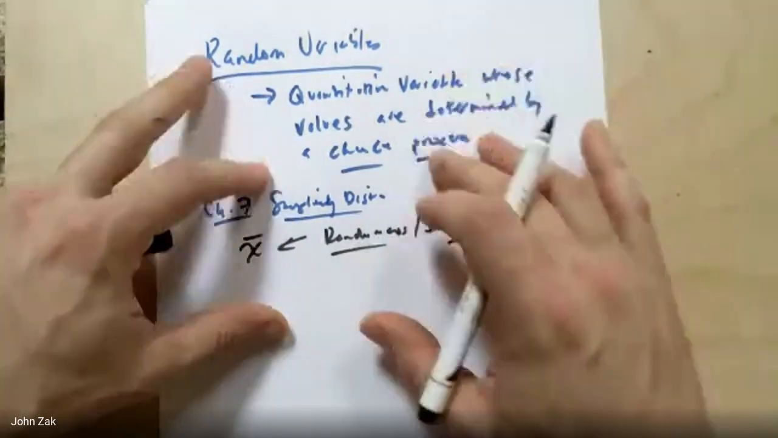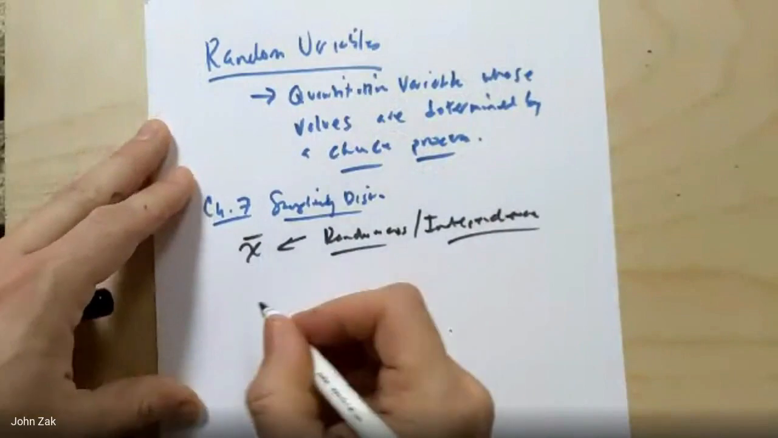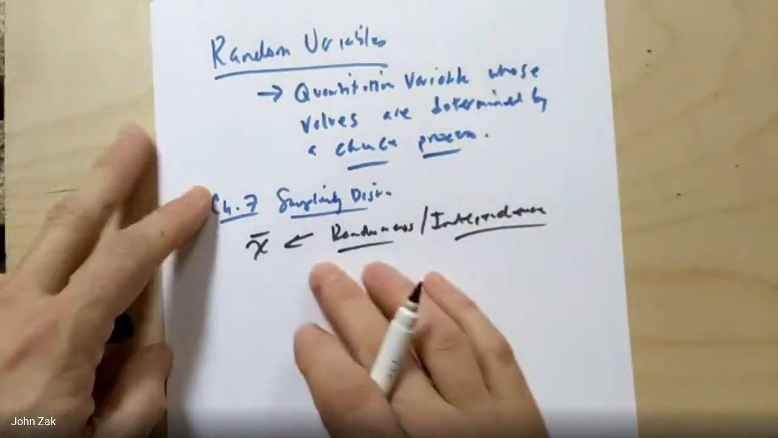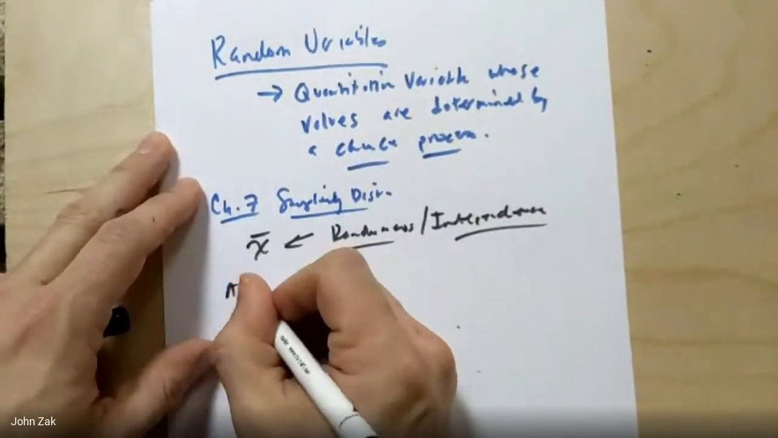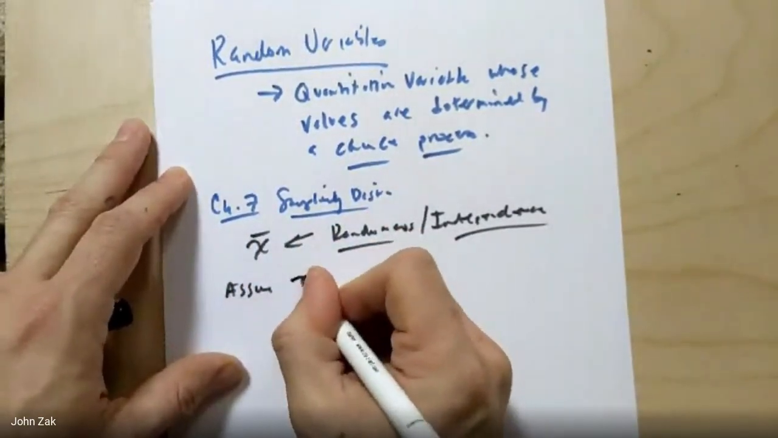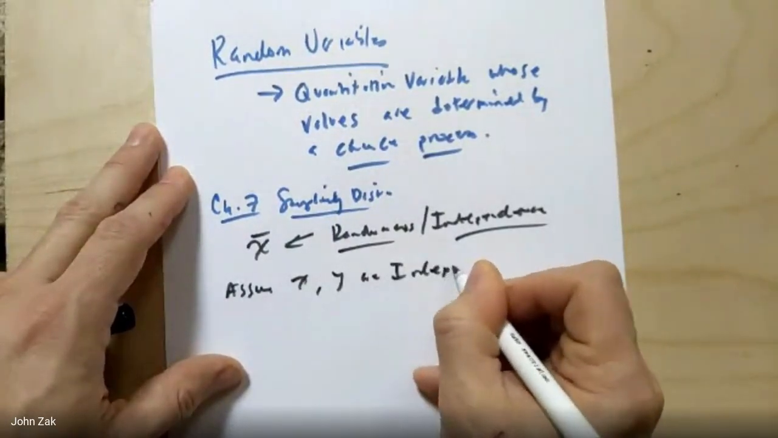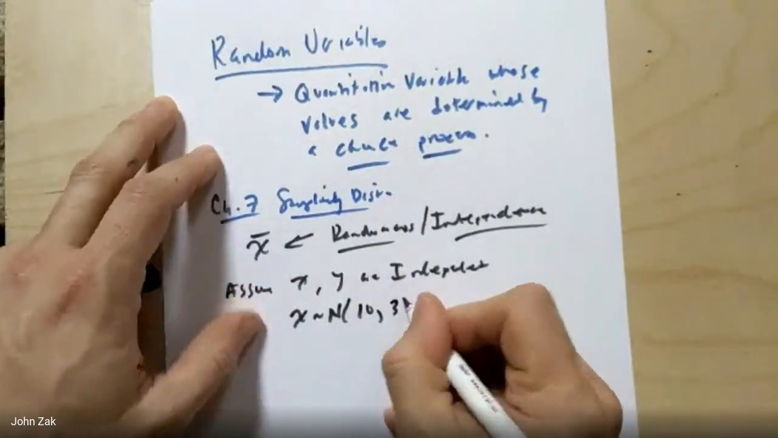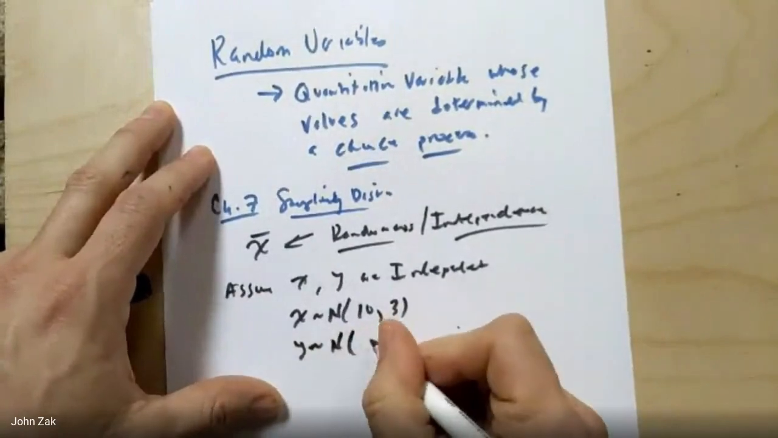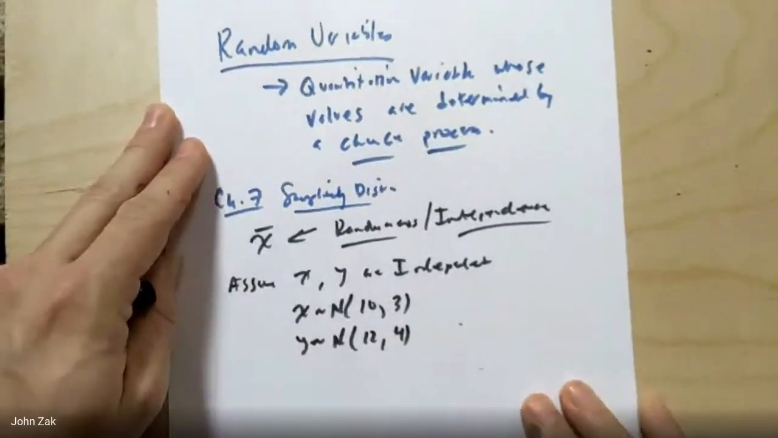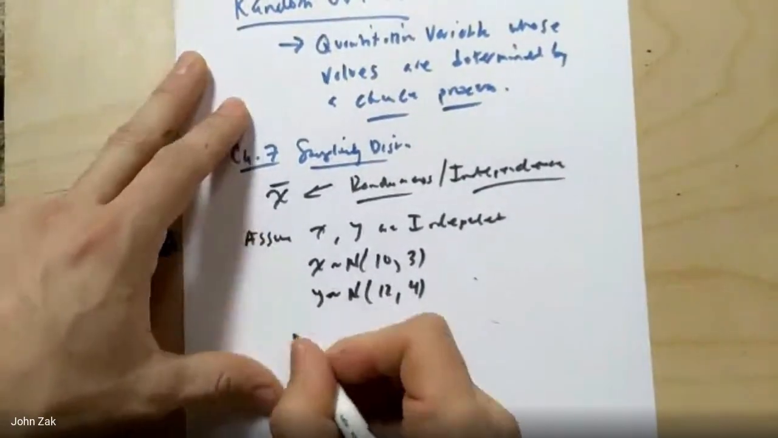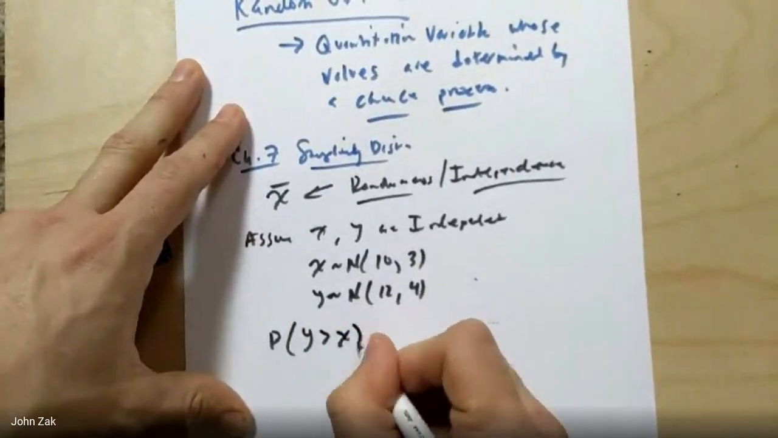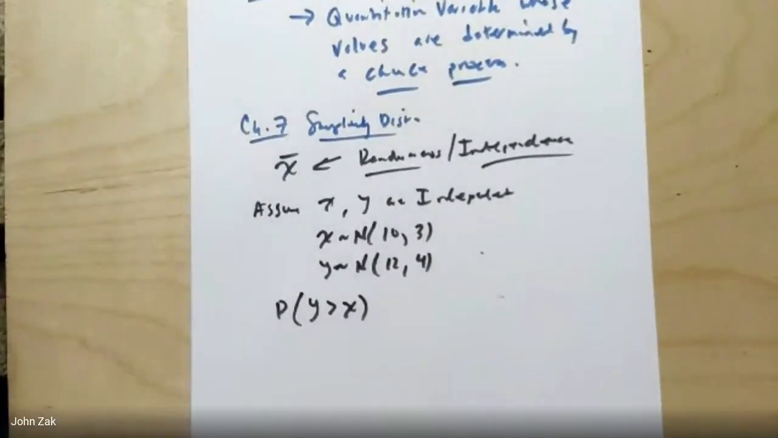Back in the beginnings of random variables, remember we set up all those tables, with all the possible values of something and the probabilities underneath. We calculated the mean and the standard deviation. Then we did a bunch of problems where we assumed that X and Y are independent. Say X is approximately normal with a mean of 10 and a standard deviation of 3, and Y is approximately normal with a mean of 12 and a standard deviation of 4. Then we'd ask: what's the probability that Y is greater than X? You guys remember problems like that?